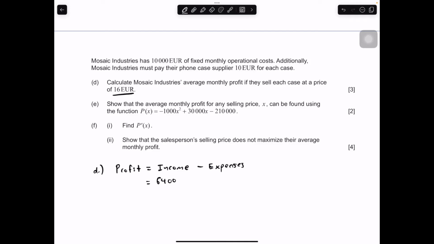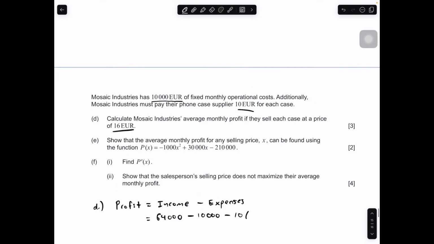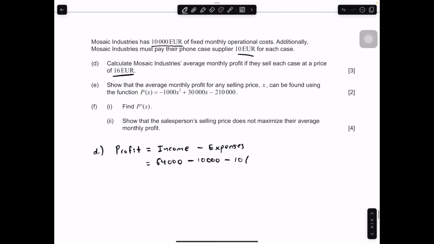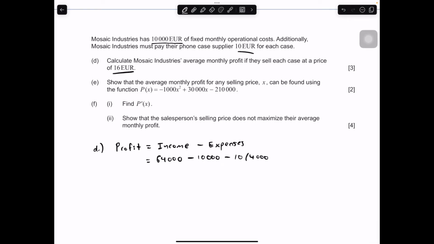So $64,000. But we know they need to pay 10,000 euros in overhead cost, in warehousing or something like that, maybe labor and so on. And we also know they need to pay 10 euros for each case. So 10 euros for every single case. We sold 4,000 cases, so 10 euros times 4,000. And we can hope for Mosaic Industries that this is positive.